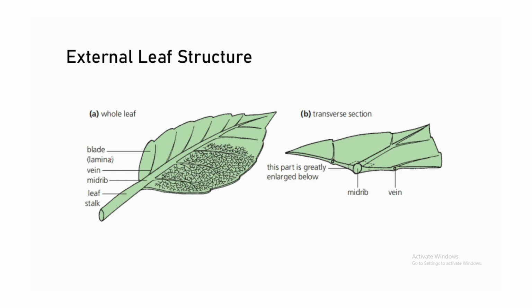This is the whole leaf. This area is known as the blade or lamina. These are veins, and this is the midrib or the main vein. This is the leaf stalk, which is attached to the stem over here. This is the transverse section of the leaf, and this part is greatly enlarged below. This is the midrib, and these are the veins.